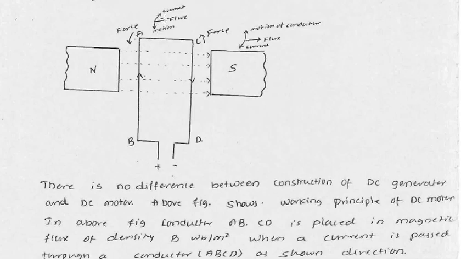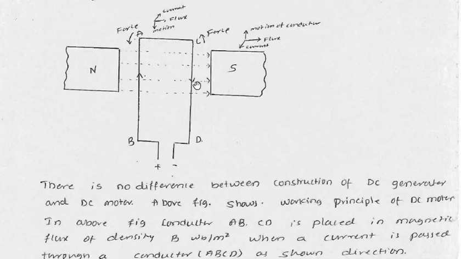So here you can see this is your forefinger, this is your middle finger, and this is your thumb. The forefinger is pointing to the flux, the middle finger is pointing to the current going inwards, and the flux is like this. The direction of motion is the direction given by the thumb. So the thumb will show the direction of motion, which is downwards. So for the conductor AB, the direction of motion will be exactly downwards.